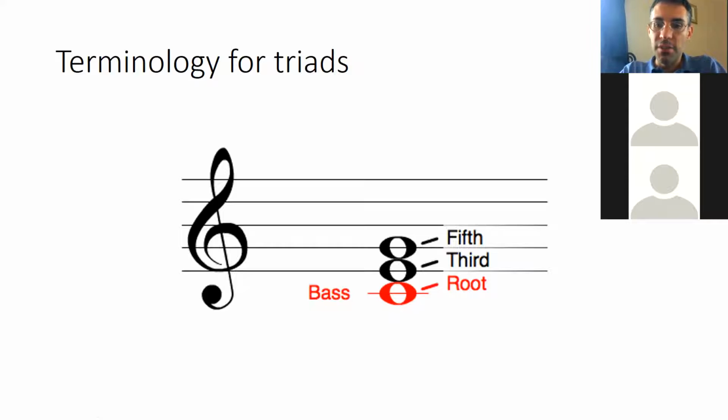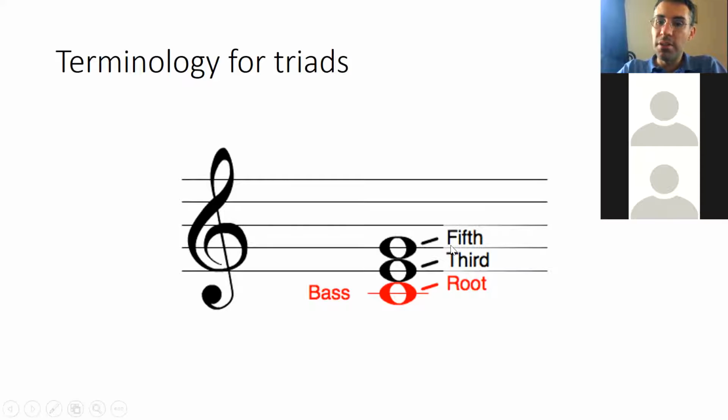Okay, so if you look at the C, sorry, where is my pointer there? C. If we played the C and the E and the G together, we'd be saying that is a triad. The bottom note is called the root. That's the note on which the chord is based. The next note above it is called the third. And the reason for that is because it's 3 notes above. From C to E, C, D, E is 3. So it's called the third.